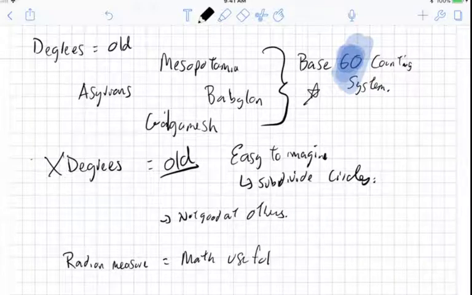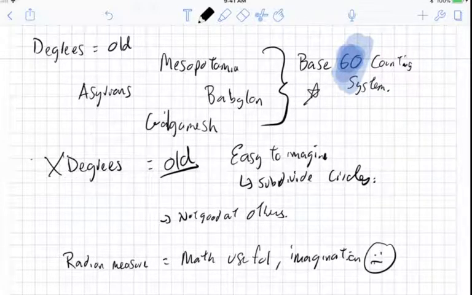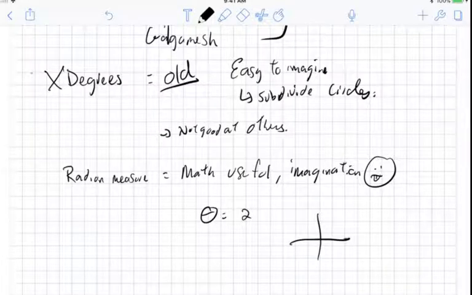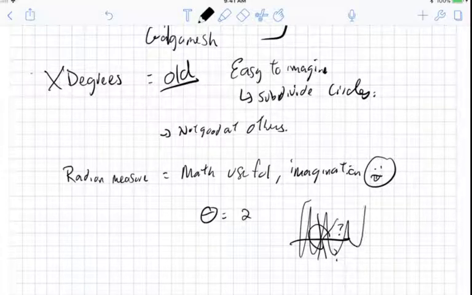but imagination gross. For instance, if somebody goes, hey, there is an angle that's 2 radians, I don't even know how to draw it. I'd be like, I don't know, maybe it's over here on a unit circle. Okay. So, without further ado, let's talk about radians.